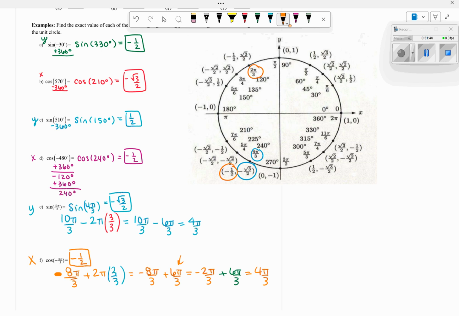So that is how we use our unit circle and how we get the values. And then again, we'll talk about some more tricks and tips tomorrow. But that is all for our unit circle.